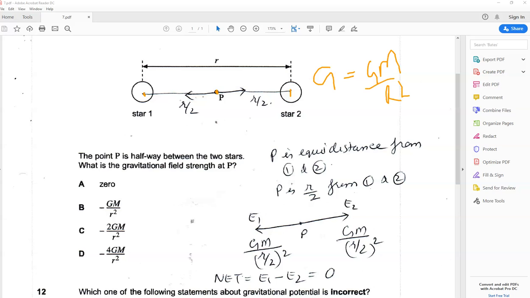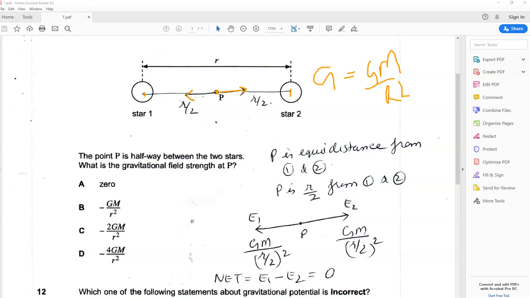Now at this point, the gravitational field due to star 1 is in the direction toward this mass, and at the same point P, both the stars have a gravitational field. Now the gravitational field acting at point P due to star 2 is in this direction. Because the mass is the same and the distance is the same, the gravitational field strength will be the same. Now what I have written here is P is equidistant from 1 and 2.